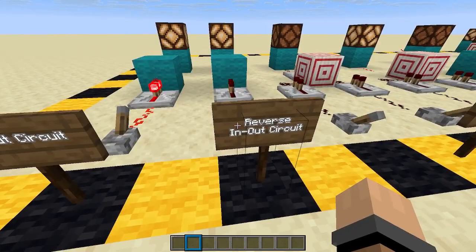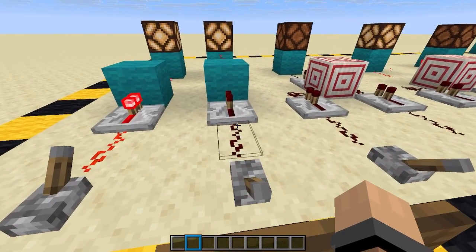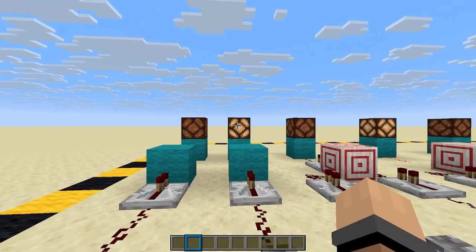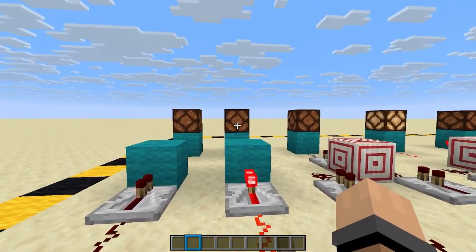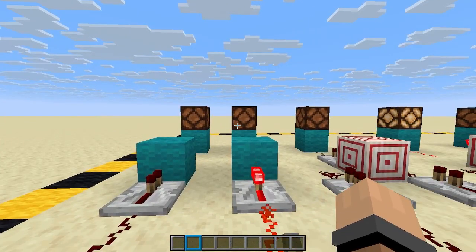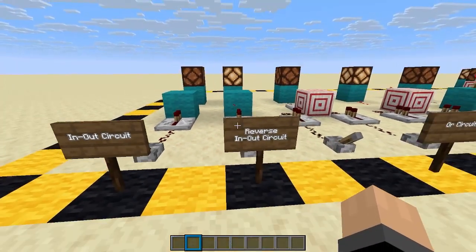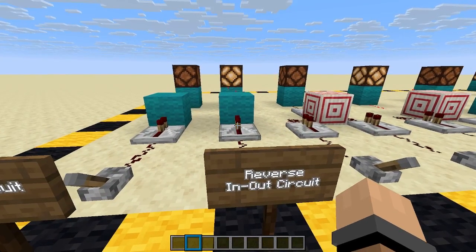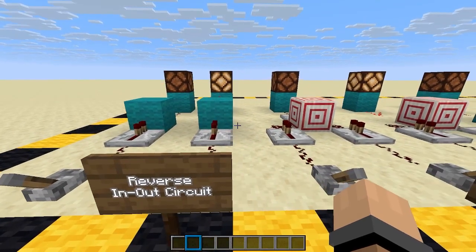Next, we have a reverse in-out circuit. Reverse in-out circuit is just the opposite of the normal in-out circuit. Redstone signal is already coming out, but when you input it, no redstone signal comes out. All in all, not that complicated, and realistically, none of these are.